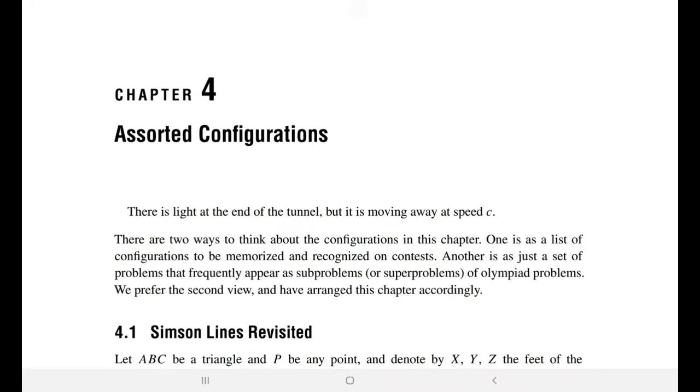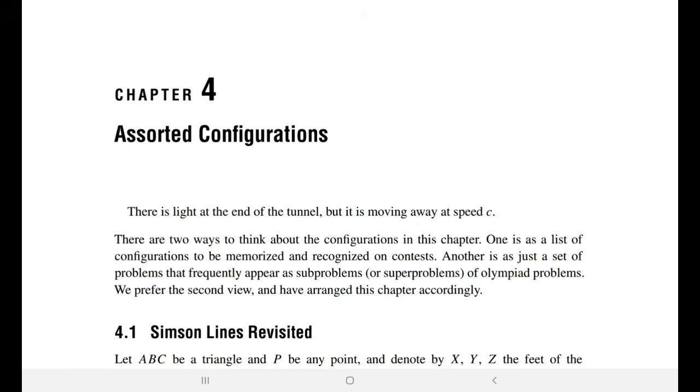In this video, we'll be discussing Chapter 4, Assorted Configurations. This chapter is one of the most important chapters in the EGMO book by Evan Chen. But at the same time, it's also one of the most challenging ones because it has many configurations and many theorems, or let's say lemmas, that you need to both prove at the beginning, because you don't know these lemmas yet, and then you need to memorize them as well.